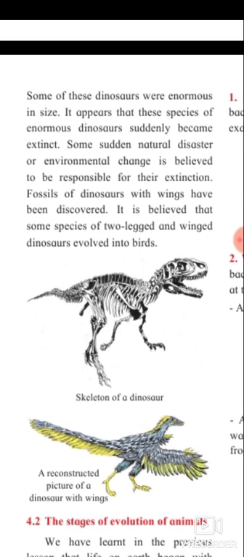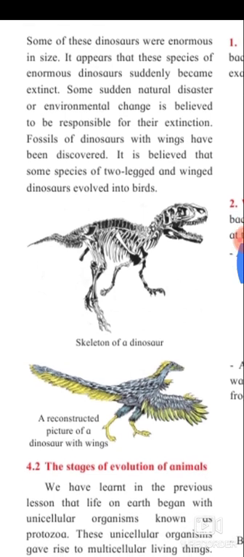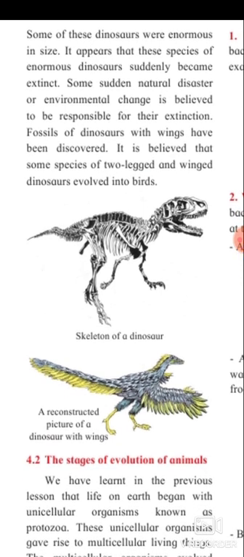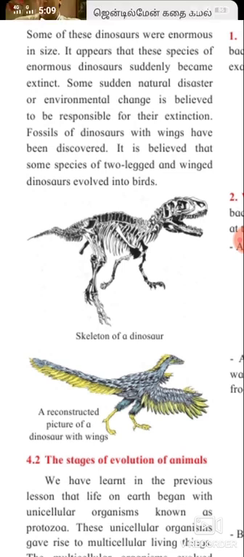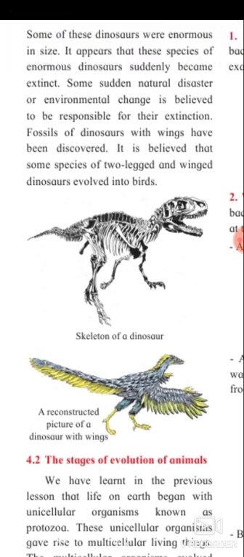It may be an earthquake or a volcano. Likewise, some sudden natural disaster or environmental change, and they may have died. Fossils of dinosaurs with wings have been discovered. Archaeologists or scientists may discover fossils of dinosaurs with wings from the earth. It is believed that some species were two-legged and winged dinosaurs.